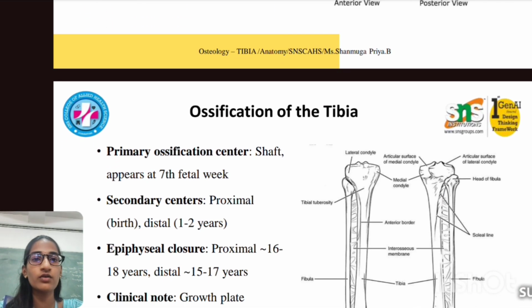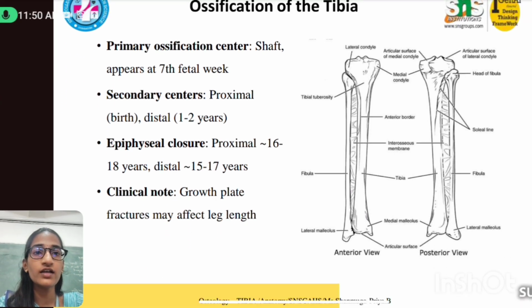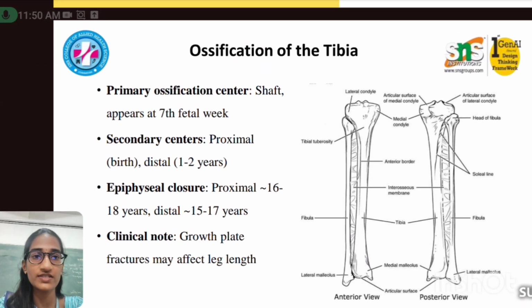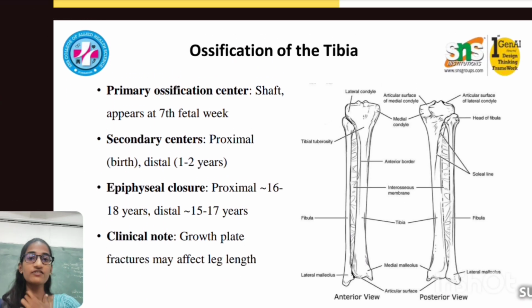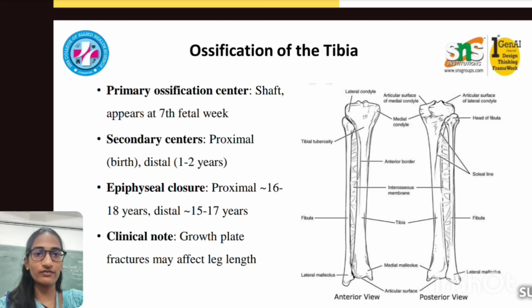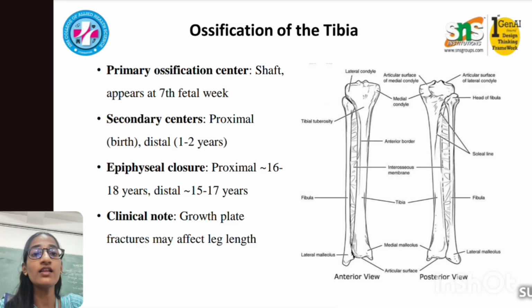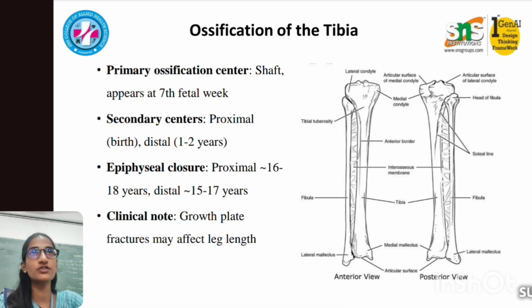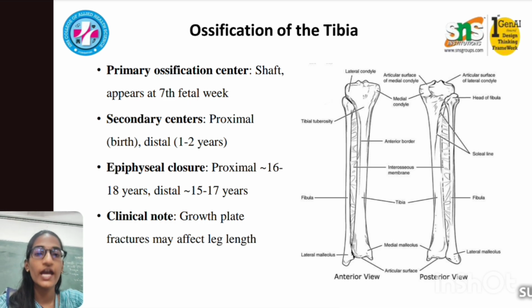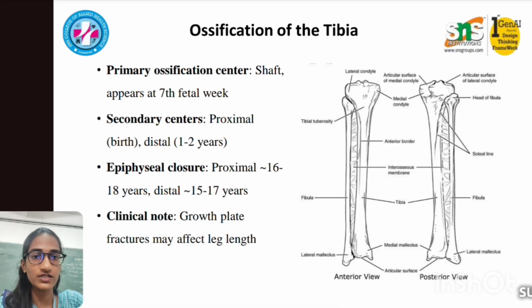Next, on the ossification of the tibia, the primary ossification center, which is the shaft, appears at the 7th fetal week, while the secondary centers appear proximally during birth and distally at the age of 1 to 2 years. Epiphyseal closure is proximal at 16 to 18 years of age, and distal at 15 to 17 years. The clinical note is that growth plate fractures may affect leg length.